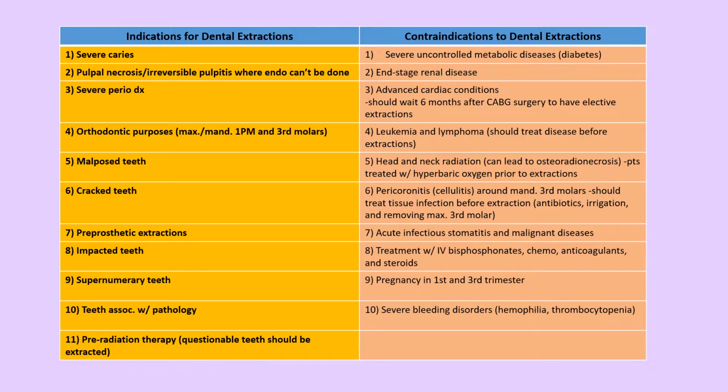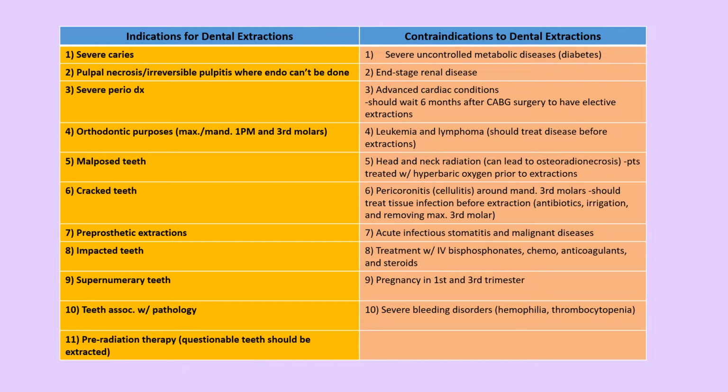However, in the cases of severe uncontrolled diseases like diabetes, end-stage renal disease, these are all the contraindications on the right side. Advanced cardiac conduction, if the patient has let's say 6 months after bypass surgery to have elective extraction, you have to wait. Leukemia, lymphoma, radiation therapies, because we don't want osteoradionecrosis to happen.